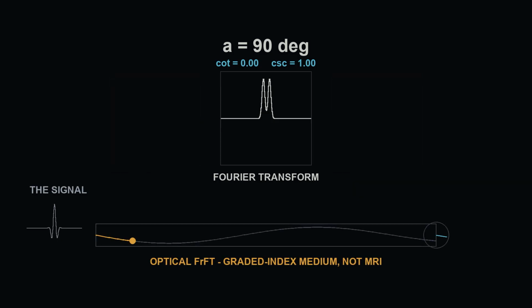Light does this for real. In a graded index fiber, phase space turns as the beam travels. So why does a scanner never use the angles in between?